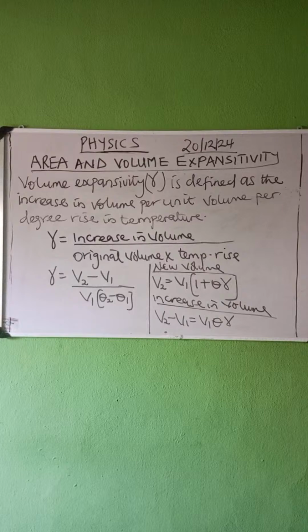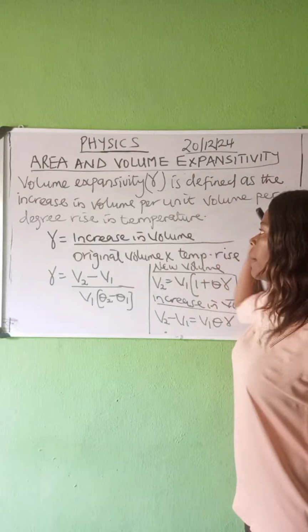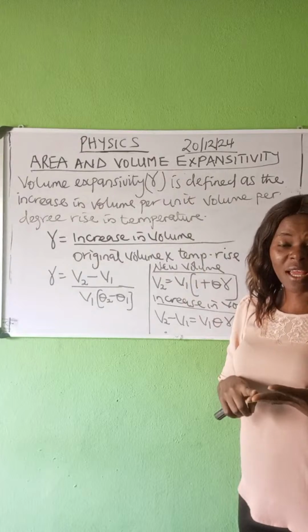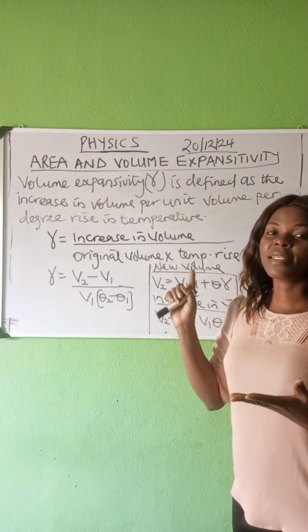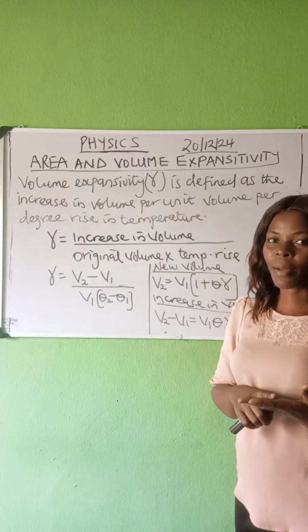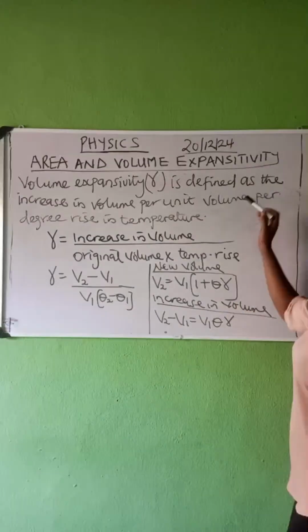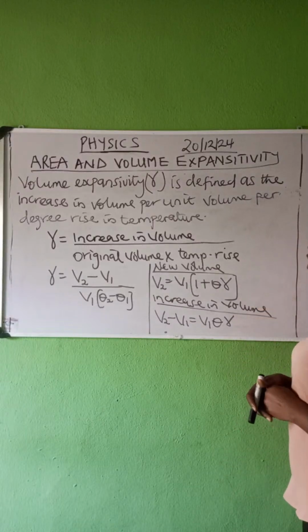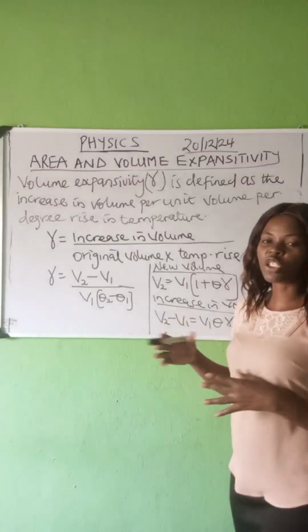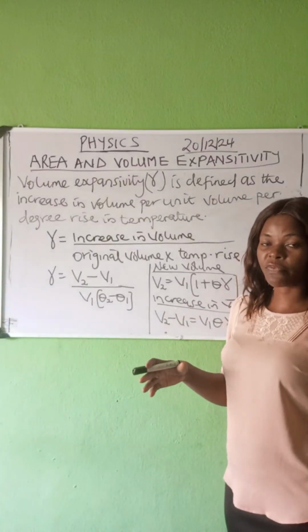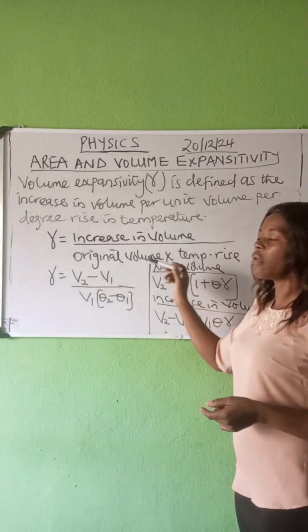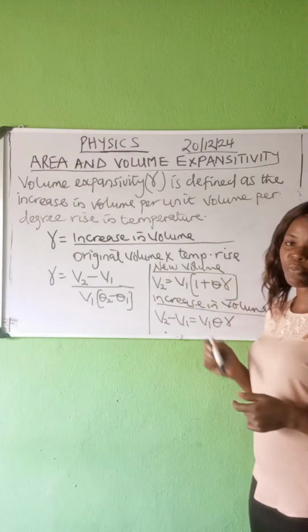All right, so let me explain. Volume expansivity, the symbol is what? Gamma. Remember, for linear expansivity, we have alpha. For area expansivity, we have beta. Then volume expansivity will have gamma. So these are their symbols. Now, it is defined as the increase in volume per unit volume per degree rise in temperature. The same definition we have for area and for linear. So gamma is equal to increase in volume over original volume multiplied by temperature rise.